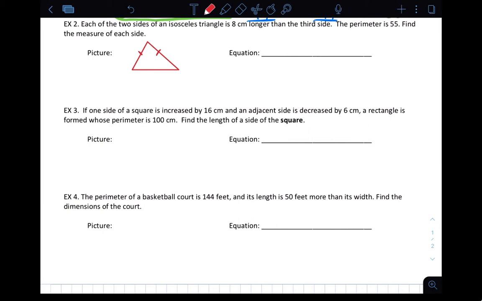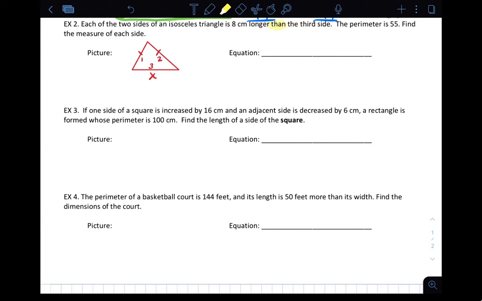I'm also going to just point out this is going to be side 1 for me, this is going to be side 2 for me, and this is going to be side 3. Let me reread this. Each of the two sides of an isosceles triangle, that means side 1 and side 2, are going to be 8 centimeters longer than the third side. Well, right here is my third side, and I don't know how long it is, so I'm going to use x as my unknown to represent that length of the third side. I do know the other two sides, though. It says the other two sides of that triangle are 8 centimeters longer than the third.